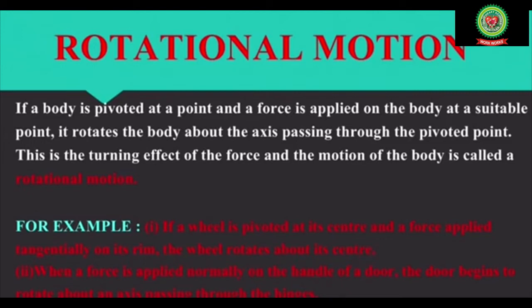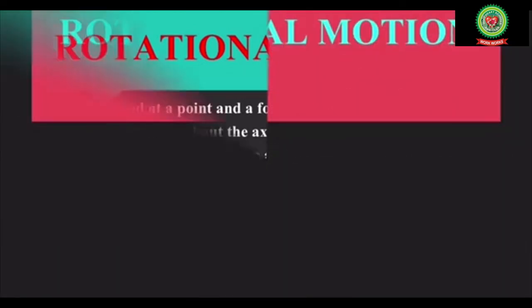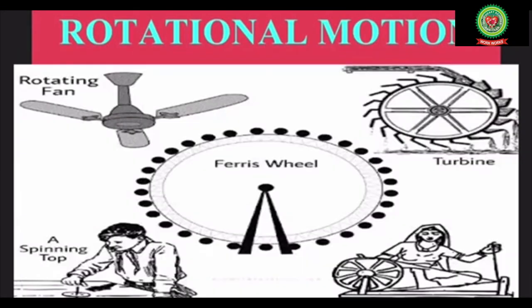And when a force is applied normally on the handle of a door, the door begins to rotate about an axis passing through the hinges. So, let's discuss examples given in this picture. The first is example of a rotating fan. On the application of force, that means when electrical energy is supplied to it, motor tends to rotate this fan.